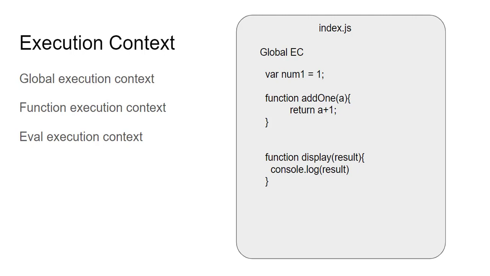So global execution context is the default execution context in which the JavaScript code starts its execution when the file is first loaded in the browser. The global execution context cannot be more than one.